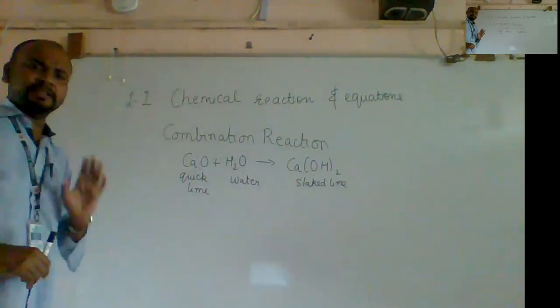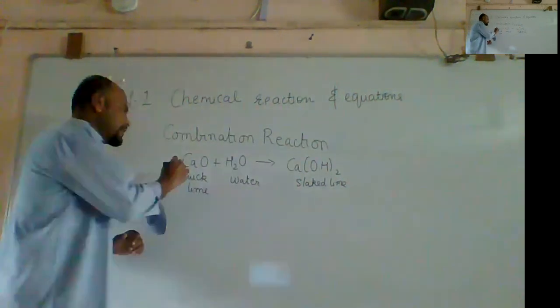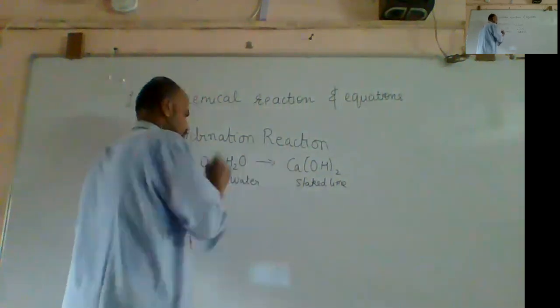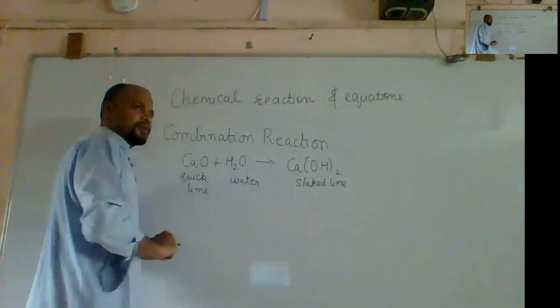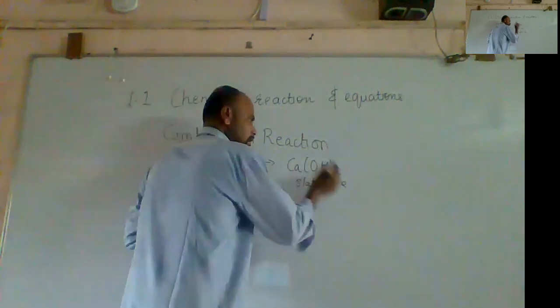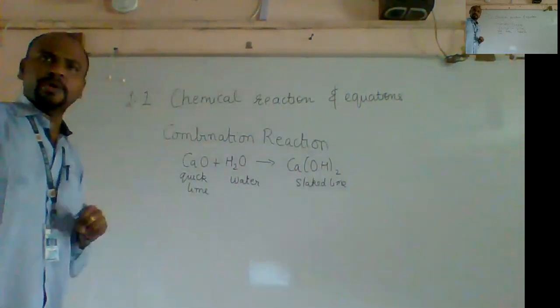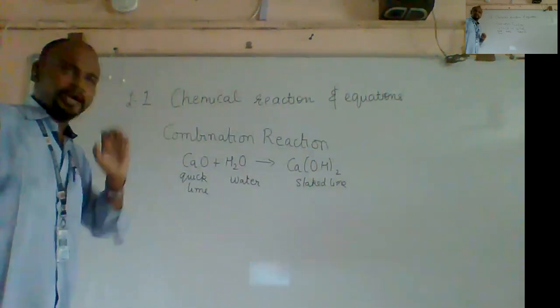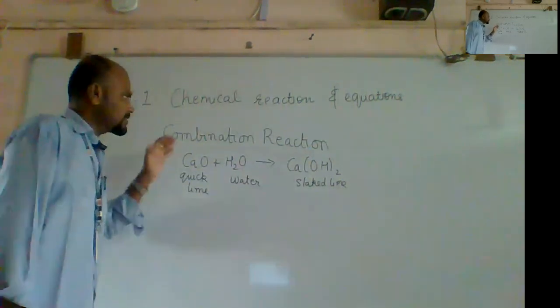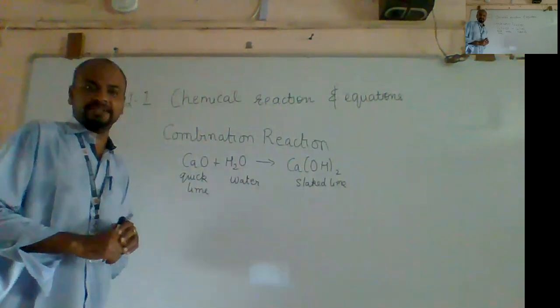If you check whether the equation is balanced or not: one atom of calcium, one atom of calcium; 1 plus 1, 2 atoms of oxygen; 1 twos are 2 atoms of hydrogen, 2 atoms of hydrogen. So this is an example of a combination reaction.